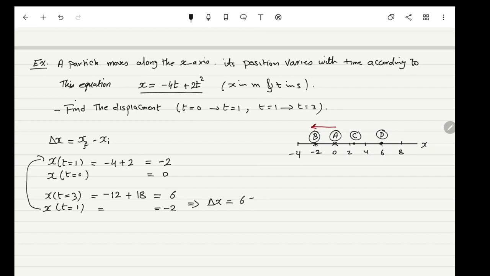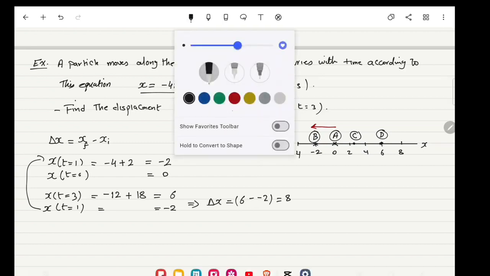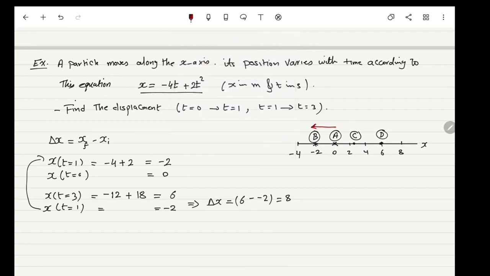Now the displacement for the second time interval equals 6 minus minus 2, which equals 8. And if we look at this diagram here, the particle originally at B moves from B position minus 2, this one here, to position 6, which is this one here. So the particle actually moves from this position directly to D position. Okay.